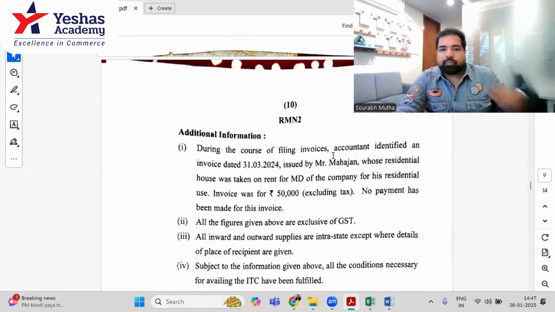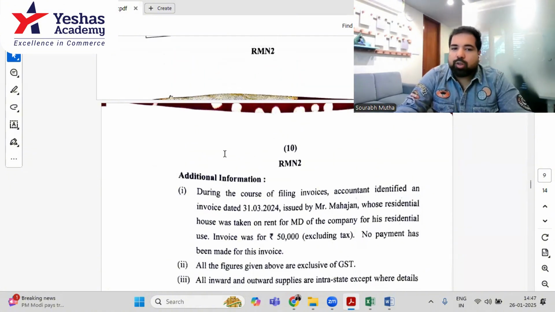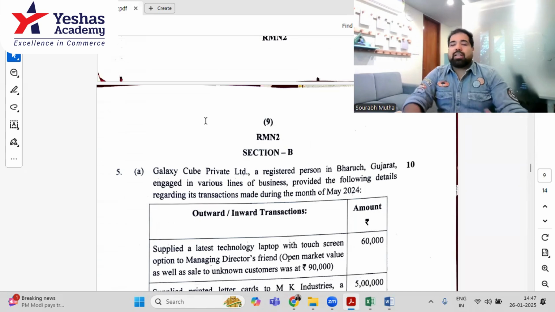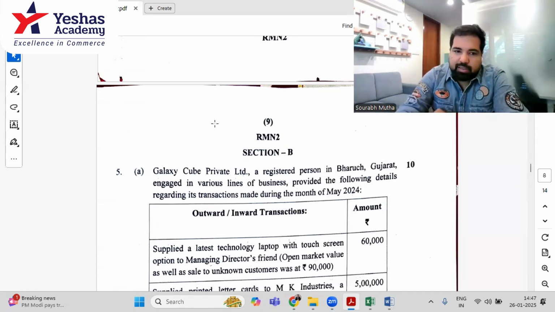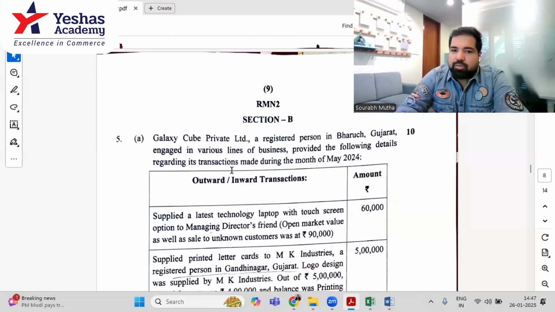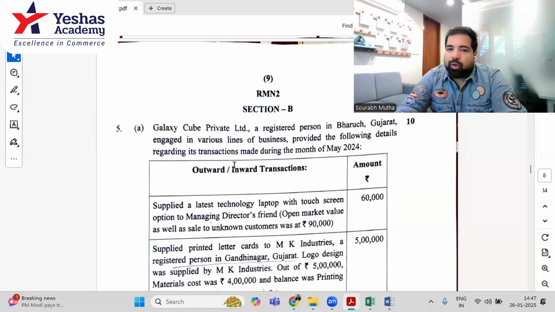Let's talk about it. Let's read the additional information. Sorry. First, let's read the question. And while we read the question, we'll see whether it's supply or purchase, forget everything else. He is a person in Bharuch, that is Gujarat, engaged in various lines of business, provided the following details regarding the transactions made during the month of May 2024.